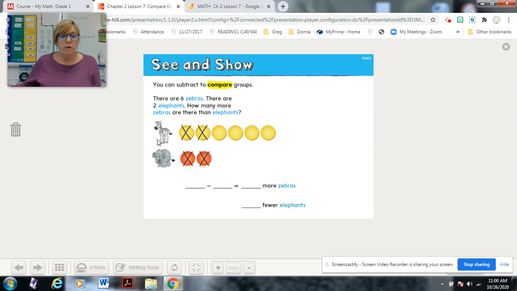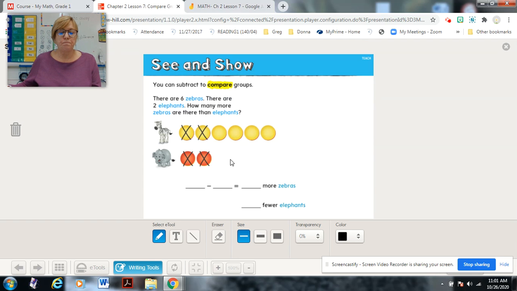How many more zebras are there than elephants? Well, right here, what they've done to help too is they've X'd out, like I drew a line to match them. They've done the X. They X'd them out. But watch what we do here. We have 1, 2, 3, 4, 5, 6. So they want us to also figure it out with a subtraction number sentence. So 6.